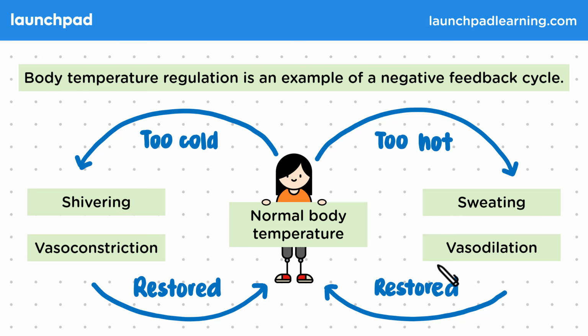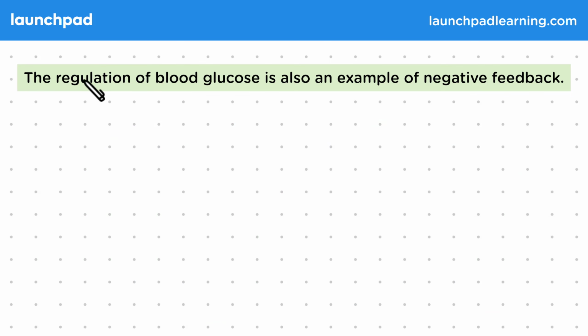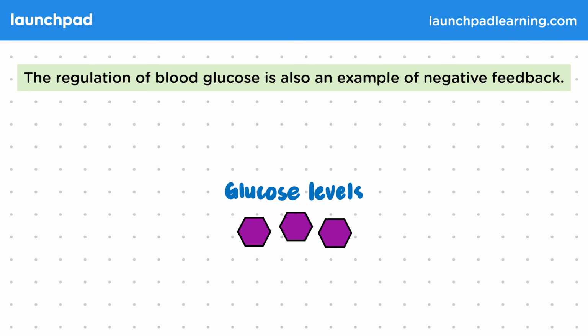So you can see that there is a cycle which restores normal body temperature if it gets too cold or too hot. So what else is controlled by negative feedback? The regulation of blood glucose is also an example of negative feedback. So let's quickly go over the steps involved in the regulation of glucose levels.